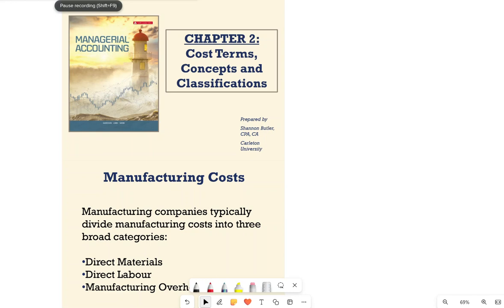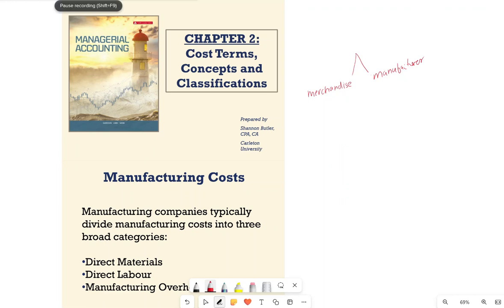In Chapter 2, we are going to be learning cost terms, the concept, and the classification of the different types of costs. So first thing we're going to learn is there are two types of companies you could have. One could be a merchandise company, and the second one will be a manufacturing company. If it's a merchandise, it means it's a retailer, merchandise, or a manufacturing company.